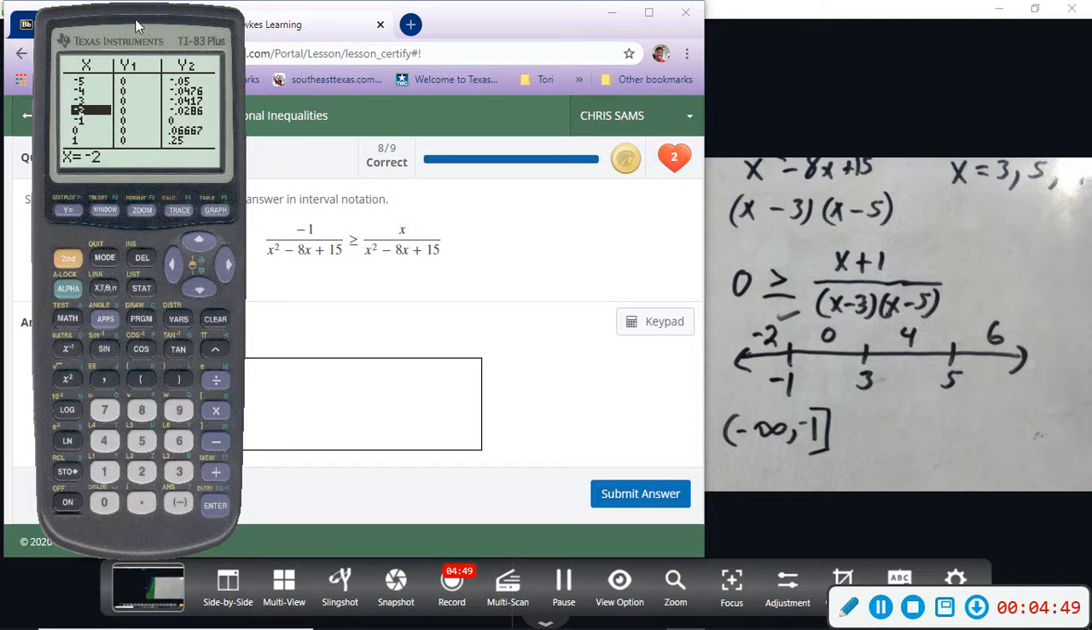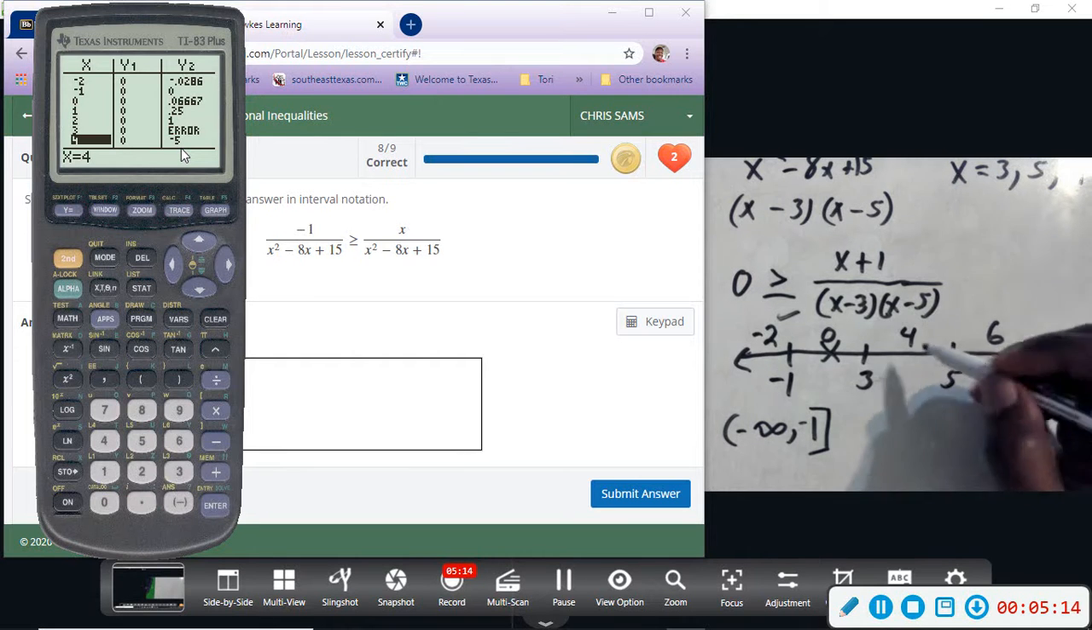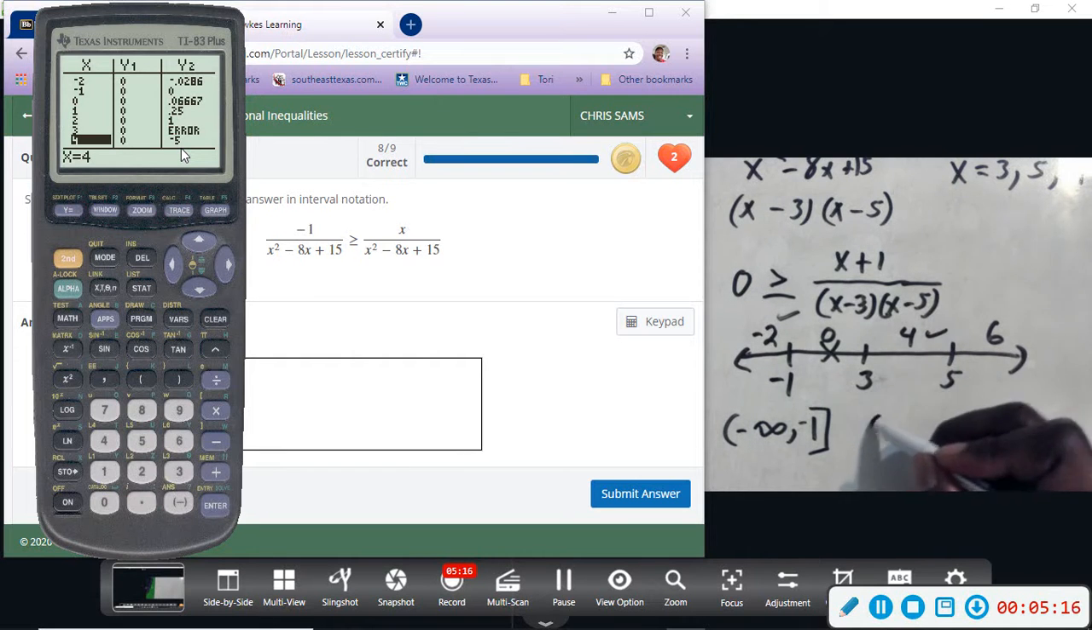So now we're going to look at 0, and is 0 greater than 0.65, some positive number? No, it is not. So this part will not be included. Now we want to test 4. So here's 4. 0 is greater than -5. Yes, it is. So we get from 3 to 5.